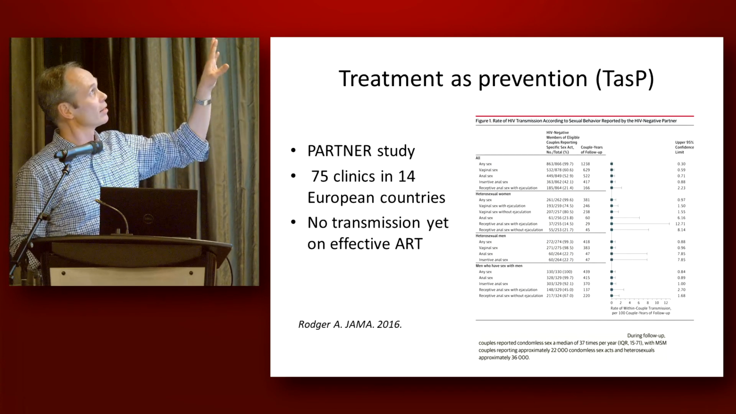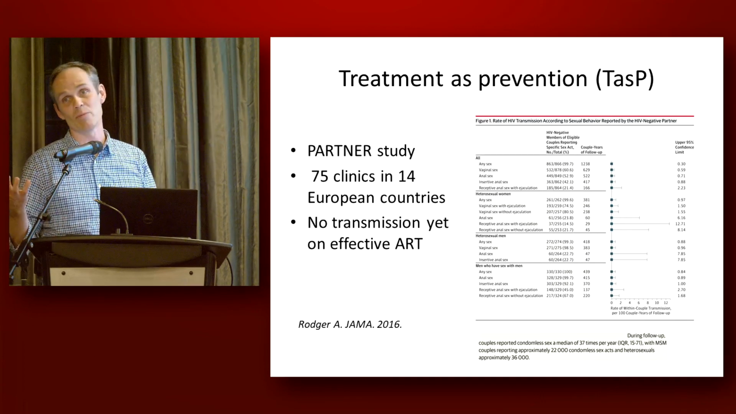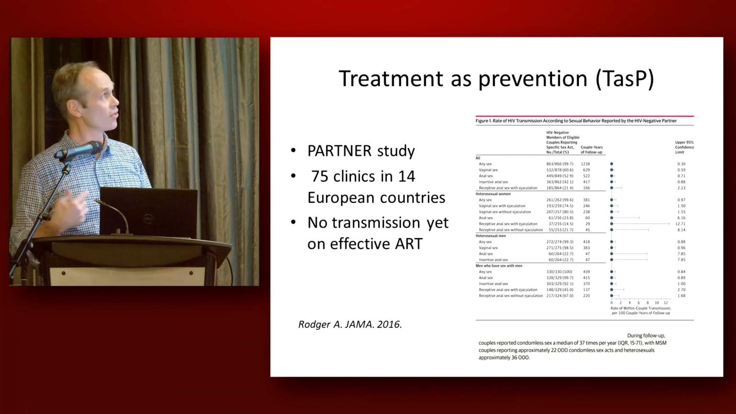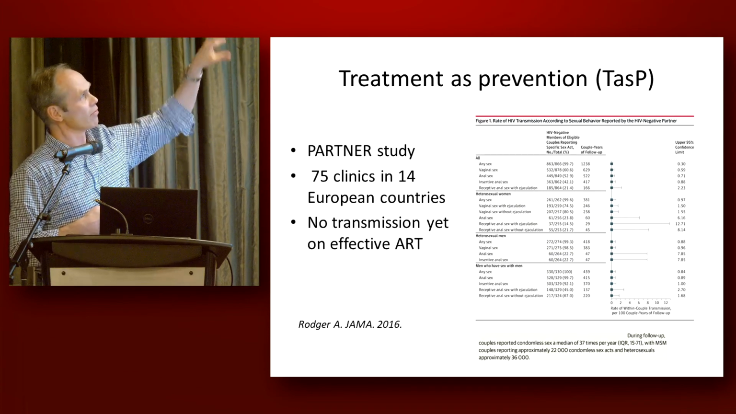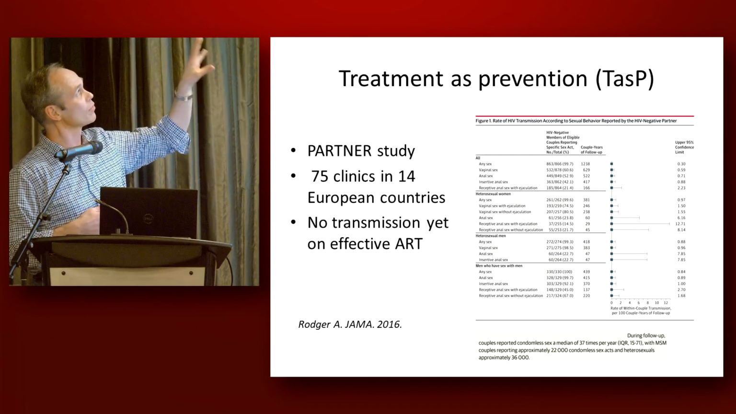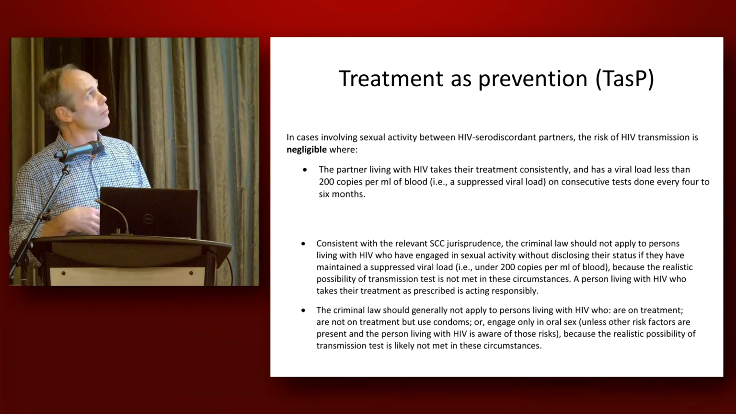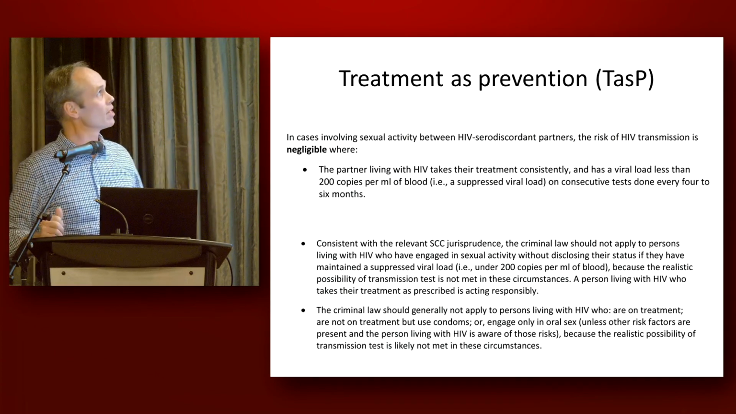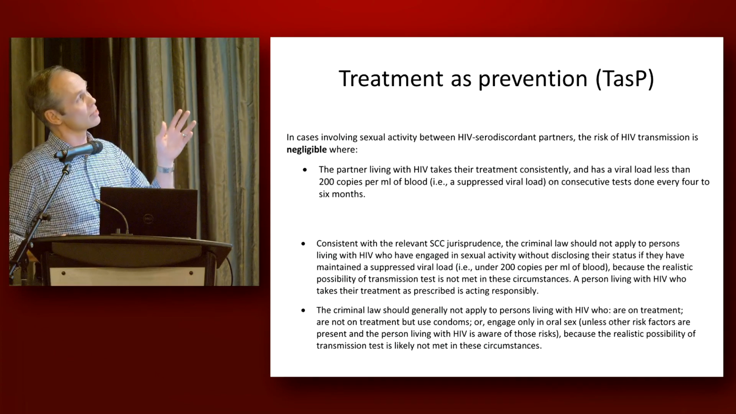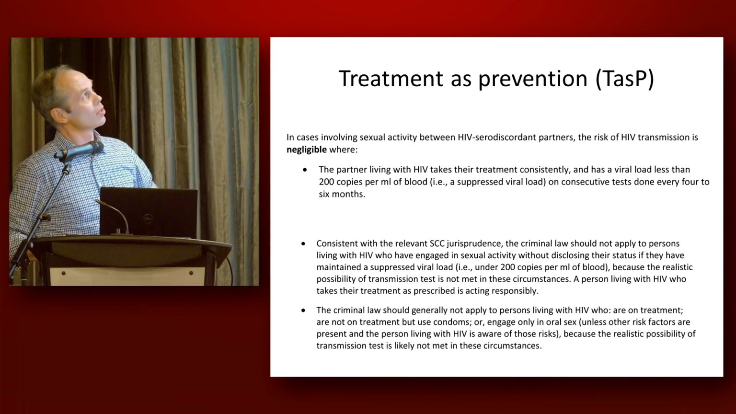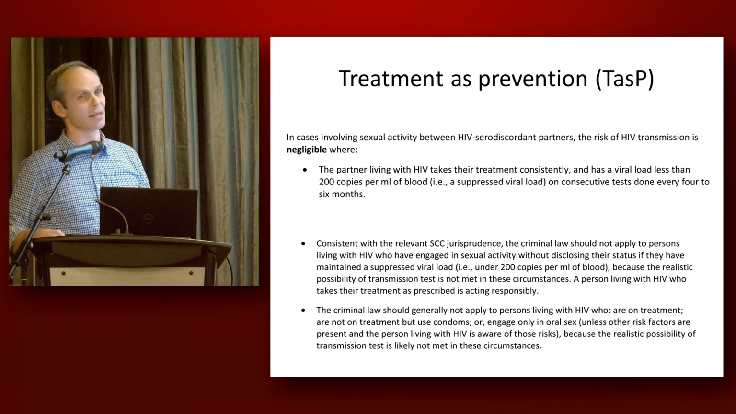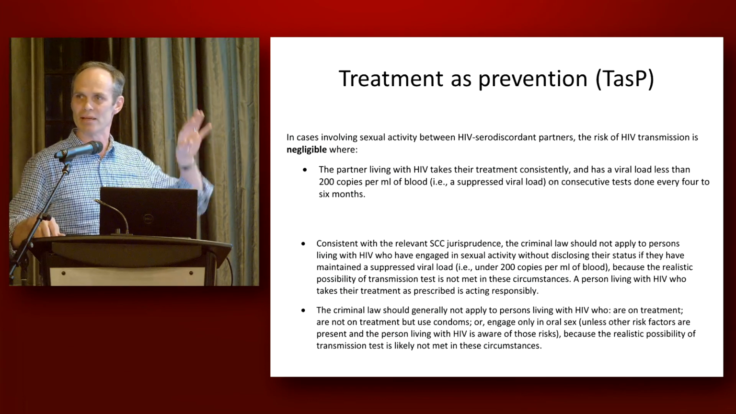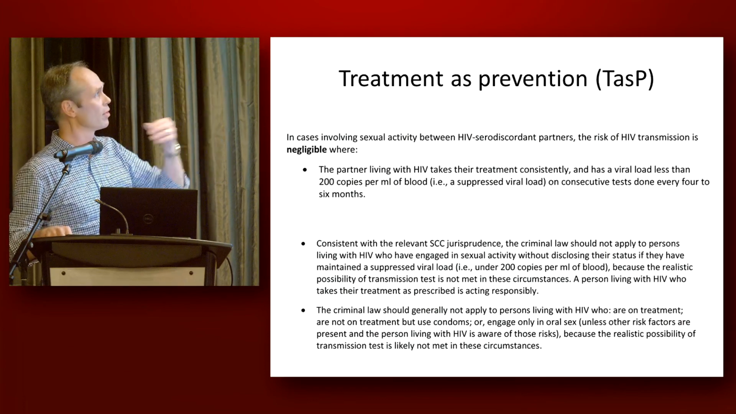And just to highlight the new statement that came on World AIDS Day this year from Justice Canada and from the Attorney General in Ontario. So again, I've just cut and pasted two important bits from that. In cases where we have sexual activity between serodiscordant partners, where one partner has HIV and one doesn't, the risk of HIV transmission is negligible, where the partner living with HIV takes their treatment consistently and has a not necessarily totally undetectable, but a suppressed viral load, which they determined here to be less than 200.